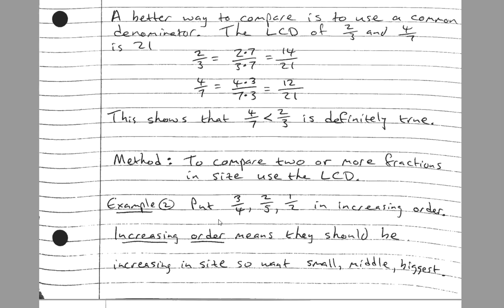Example 2: maybe the question could be asked like this. Put 3/4, 2/5, and 1/2 in increasing order. Increasing order means they should be increasing in size from left to right. So you want to start with the smallest, then the middle, then the biggest. That's increasing order.